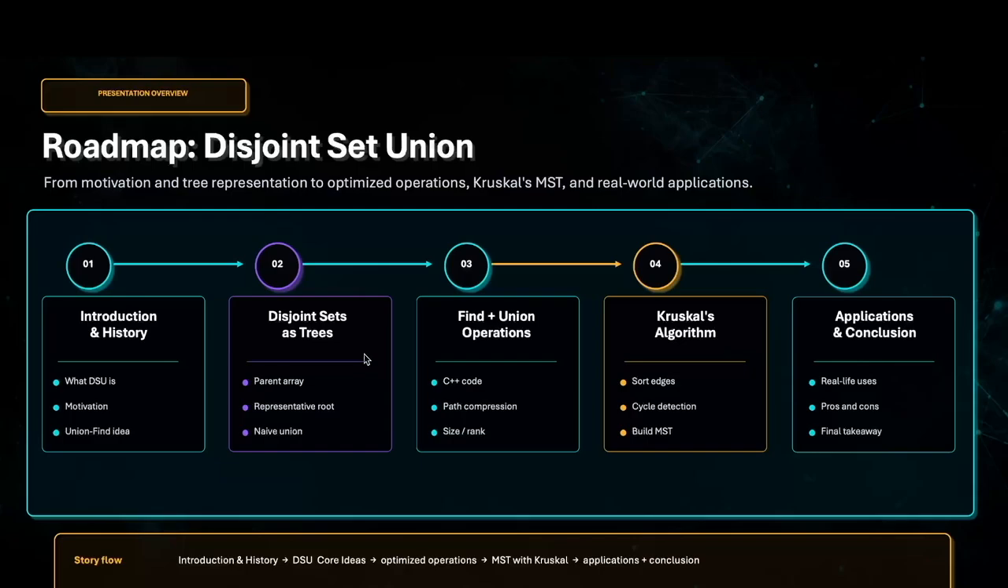In this presentation, we will cover the following topics. First, an introduction to disjoint set union along with its historical background. Second, the representation of disjoint set union using tree structure. Third, detailed discussions on the find and the union operation. Fourth, the application of DSU in Kruskal's algorithm. Finally, we will conclude with the real-life uses, pros and cons, and the overall conclusion of the topic.